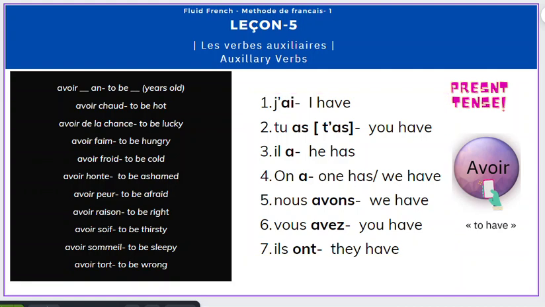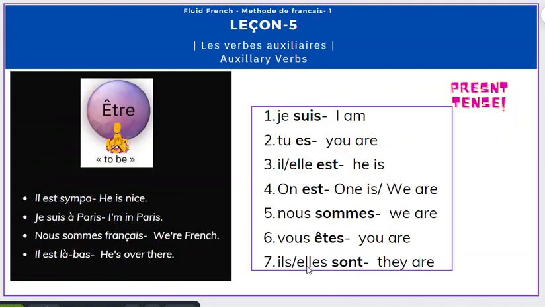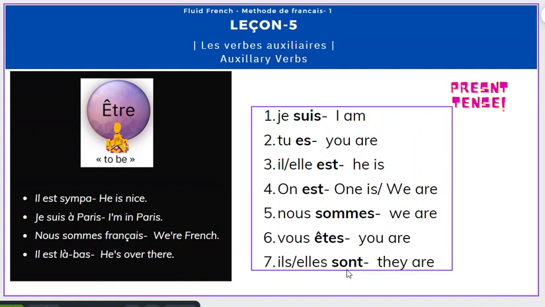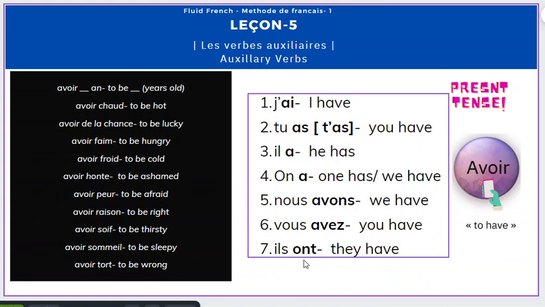Ils ont. Now, let me just go back to the previous slide. Ils sont. When you hear ils sont, which means they are. When you hear ils ont, that means they have.